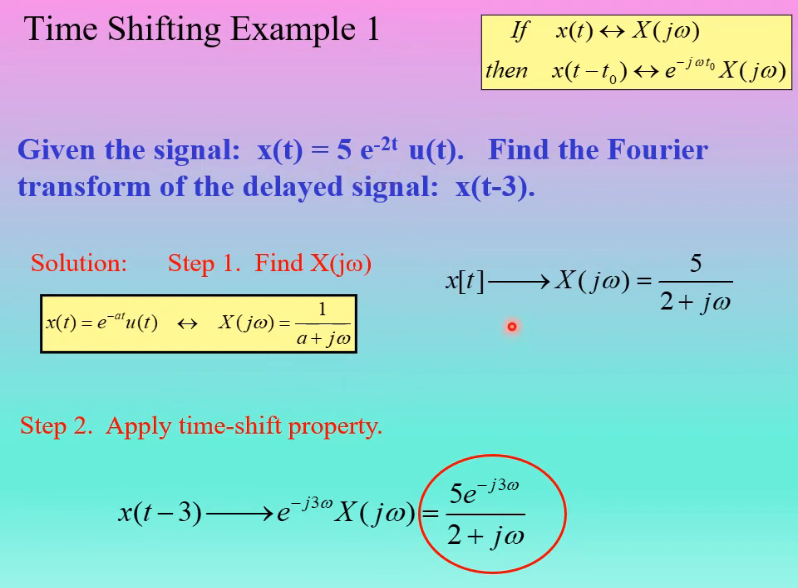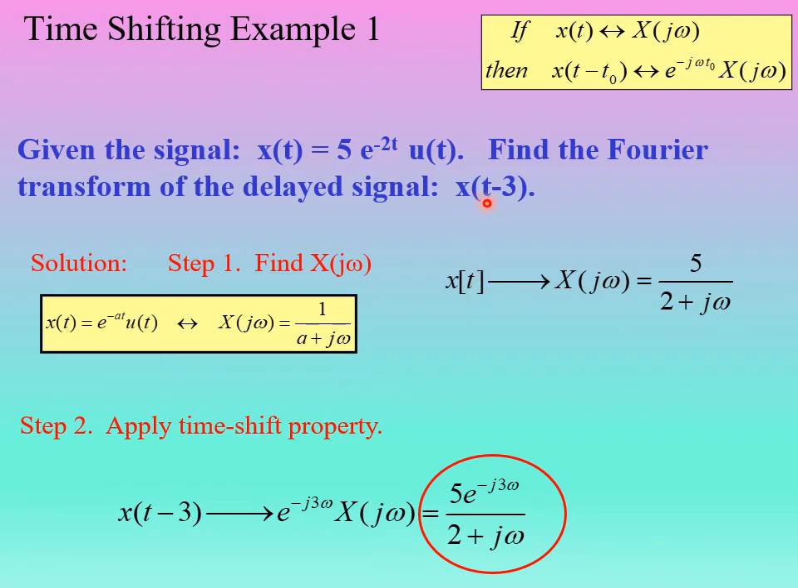That's easy enough. We can use results from part 1 of our video lecture in this chapter 4. This is a simple basic exponential function, and we did a whole bunch of these in the last video. When x of t is e to the minus at times u of t, the Fourier transform is 1 over a plus j omega. Just by inspection, I can see that a is 2, so that's the 2 down here. And this 5 out in front, I'm just going to stick up at the top like this. So this is the Fourier transform for x of t.